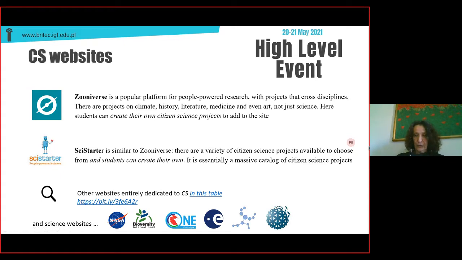Maybe in addition to BRITEC, of course, the most popular are ZooUniverse and Science Starter, which are very similar, with projects that cross disciplines and where students can create their own citizen science project to add to the site. But of course, you can find citizen science projects also in the usually most important science websites like NASA, ESA, and so on.